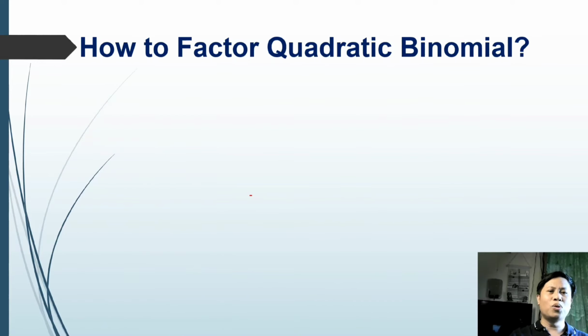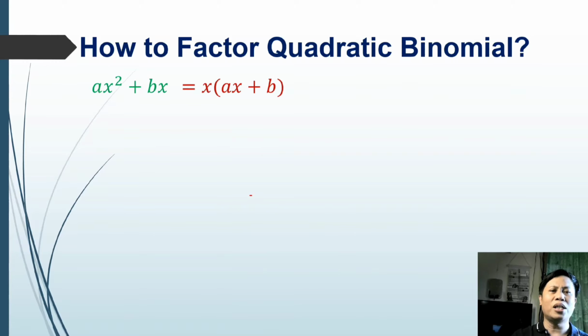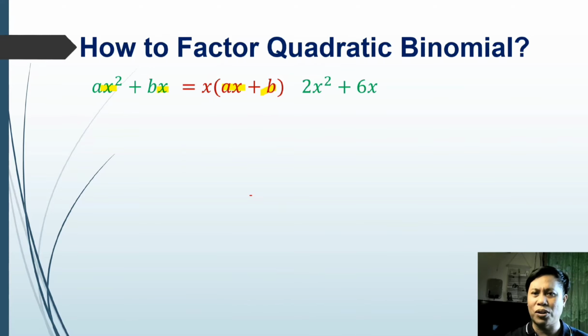Okay? So, how to factor quadratic binomial? So, for example, we have this pattern, ax squared plus bx. So, unang gagawin ay kukunin natin yung kanilang greatest common factor. So, dito, you have x, ang kanilang greatest common factor. Tapos, kaya ang naging result nito ay x times ax plus b. So, yung pattern. So, halimbawa, mayroon tayong 2x squared plus 6x. So, ang gagawin natin ay kukunin natin yung kanilang greatest common factor.